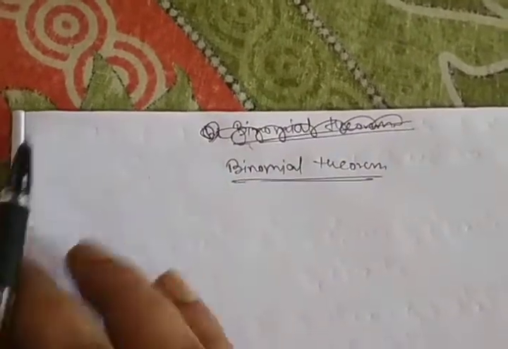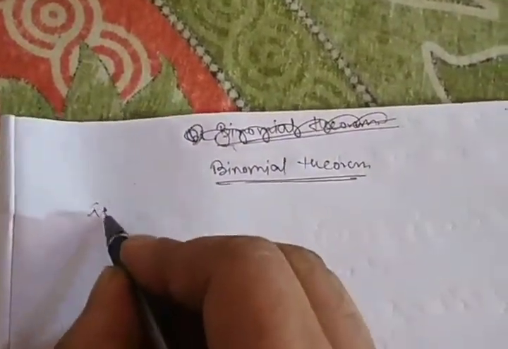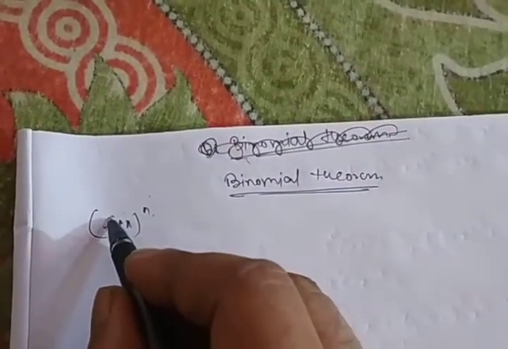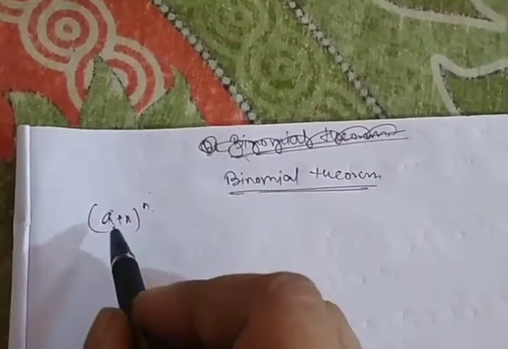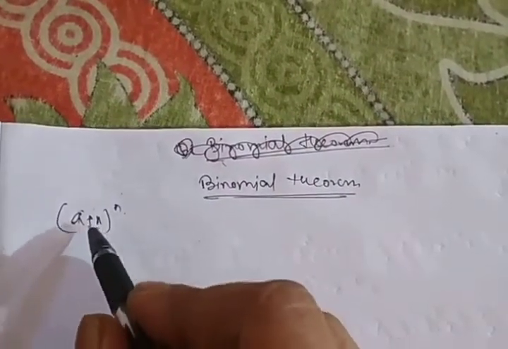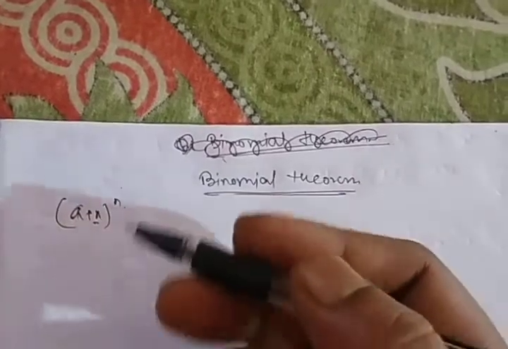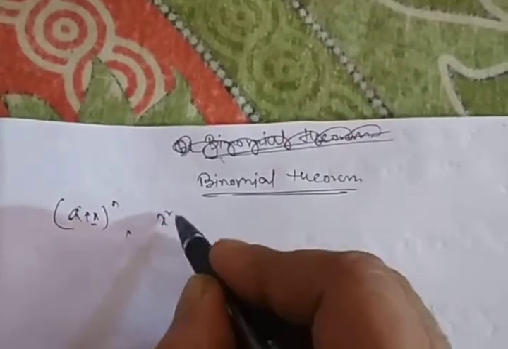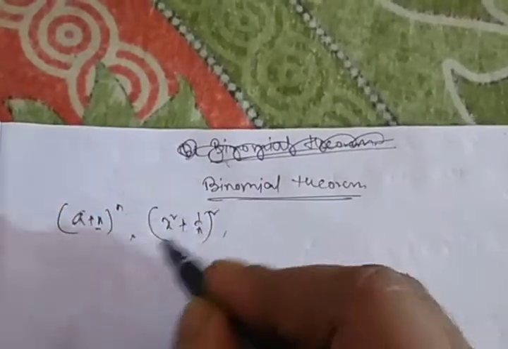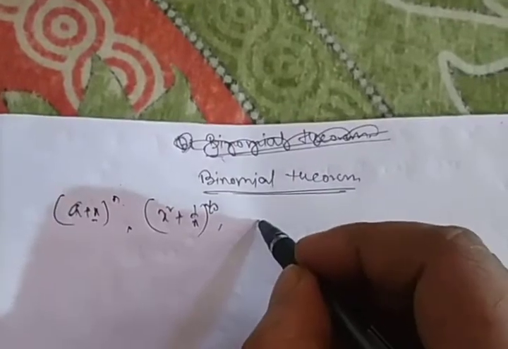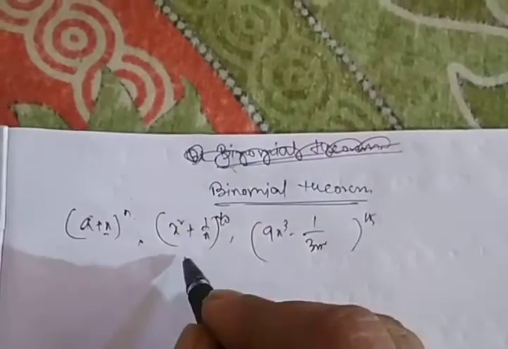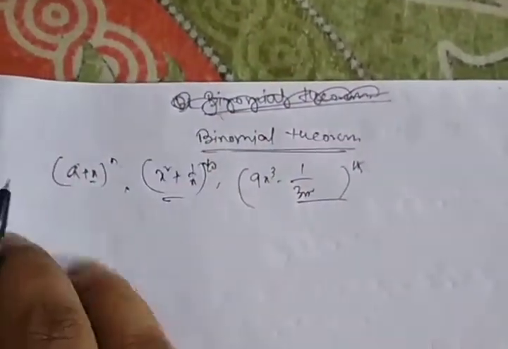In every binomial expansion such as (a + x)^n, here a can be anything but a real number, and x is also a real number. Now here x can be replaced by some other x, 1 by x or 1 by x square. So we can find any other expansion as (x square + 1 by x)^10, or (9x cube minus 1 by 3x square)^15. So there are many binomial expansions, right?